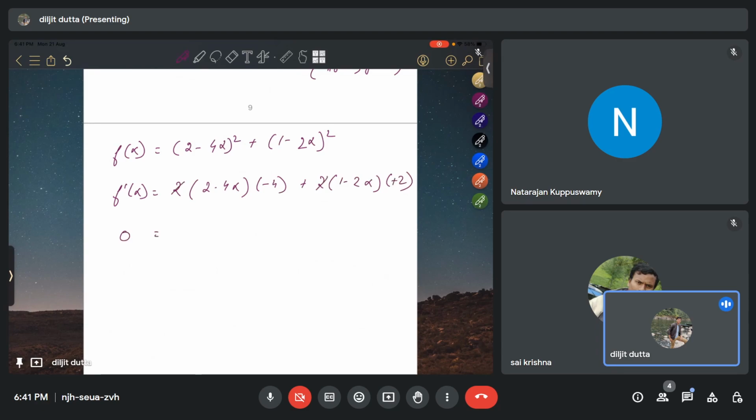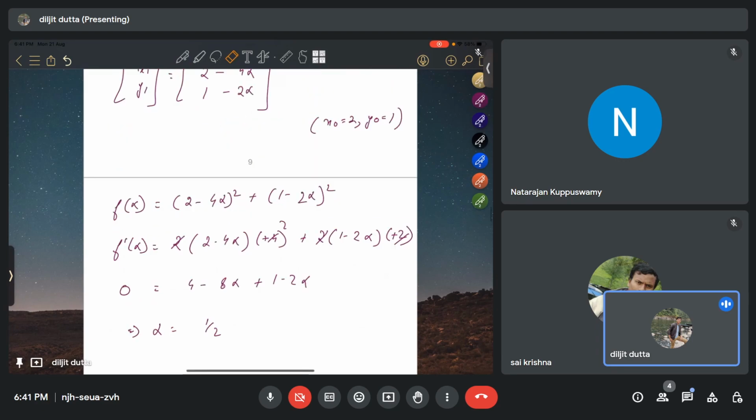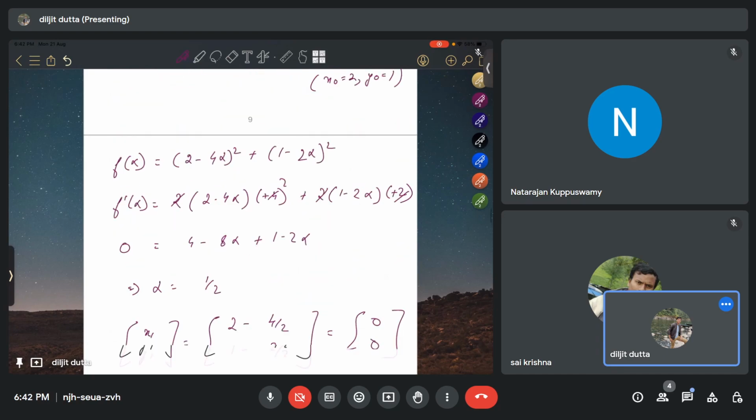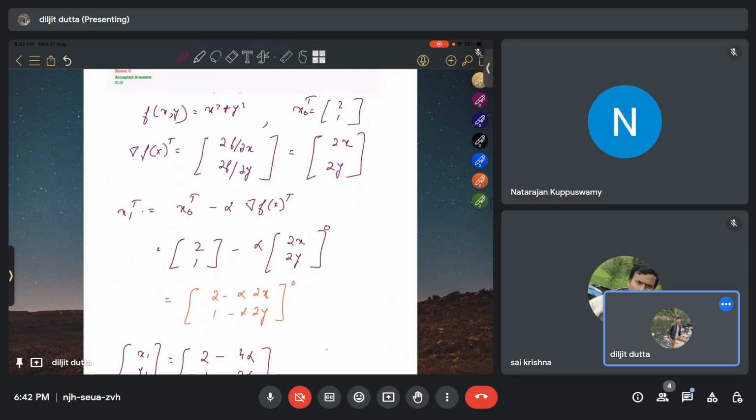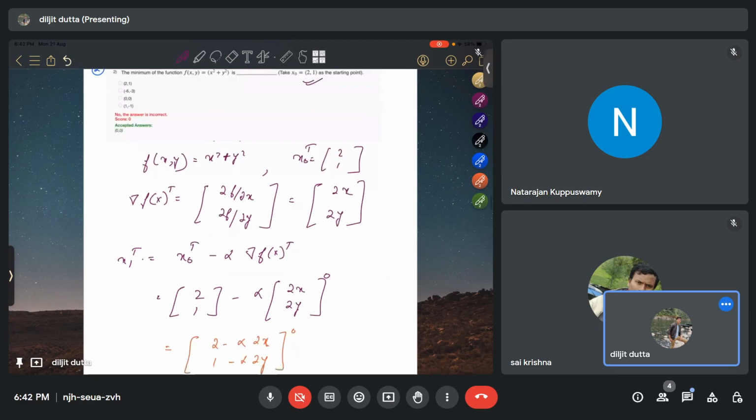So 2 and 2 will go out, minus and minus will go out. So 2 into this 2 will remain. 4 minus 8 alpha plus 1 minus 2 alpha is equal to 0, so alpha is equal to 1 by 2. And now you have to substitute the value of alpha in this value of x1 and y1. x1, y1 is equal to 2 minus 4 by 2, 1 minus 2 by 2, equal to 0 comma 0. Okay, this is clear. I am sorry, I had some misinterpretation.